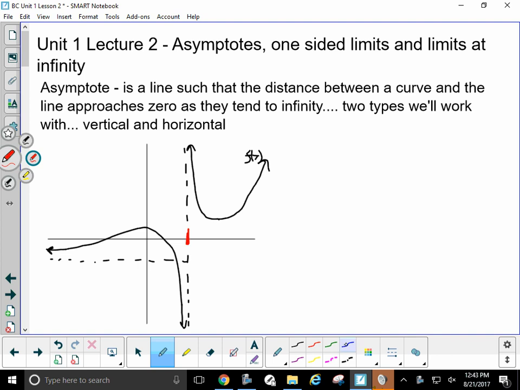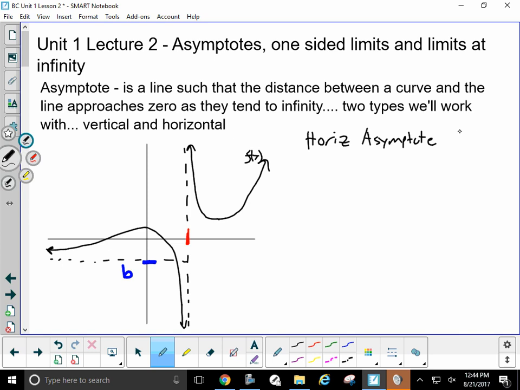Let's just define these two asymptotes that we have here. We'll start with the horizontal. We'll say this is at B, a y location. And this horizontal asymptote is at a y equals location, so that'd be y equals B. Vertical asymptote, we'll call that at A. And it's a vertical line, so it'll be x equals A.